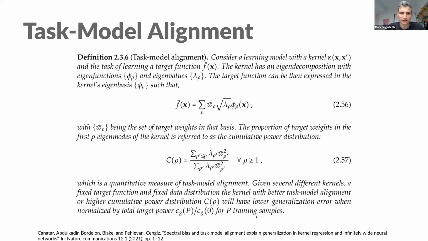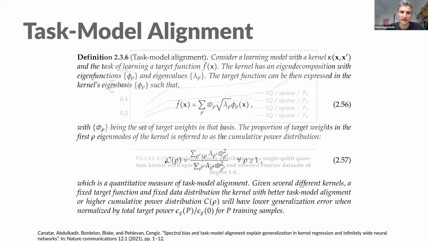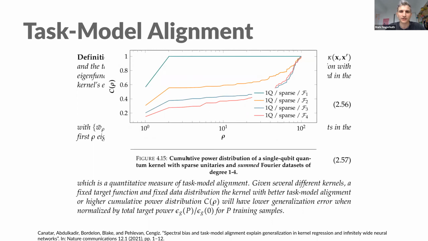Without going into this entire definition, it brings us to this idea of what's called task-model alignment. So given a task, in this case a data set, and a particular kernel or model, we can, as I already said, compare the eigenfunctions and the target function expressed in the eigenbasis. And we can compute this quantitative measure C rho, which typically when we plot it looks like this, which is called the cumulative power distribution.